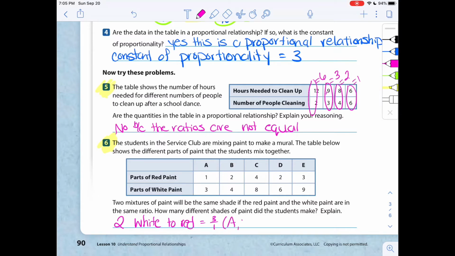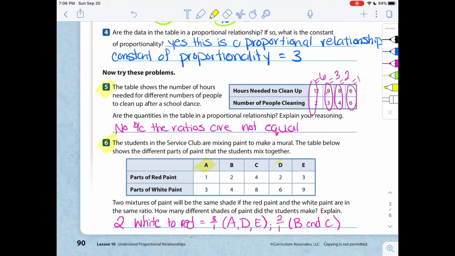And that was for A, D, and E. And then the other one is 2-1. And that one is for B and C.